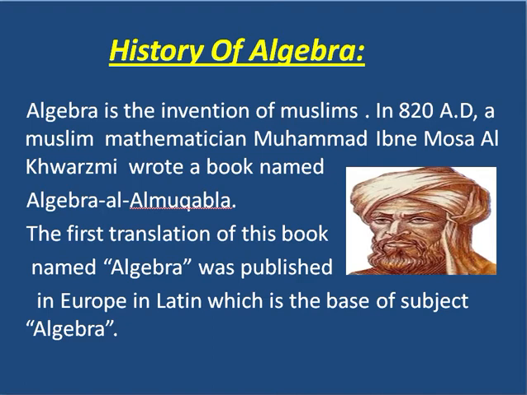History of algebra. Algebra is the invention of Muslims. In 820 AD, a Muslim mathematician, Muhammad ibn Musa al-Khwarizmi, wrote a book named Algebra al-Muqabila. The first translation of this book, named Algebra, was published in Europe in Latin, which is the base of the subject algebra.